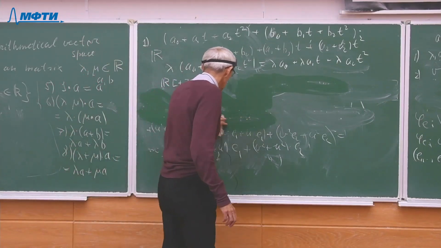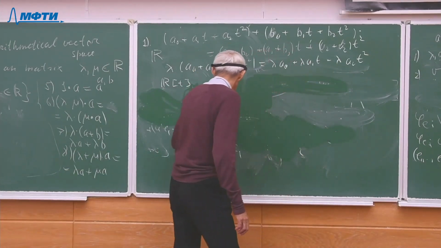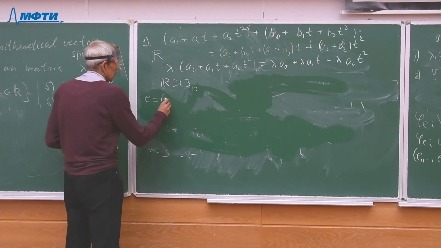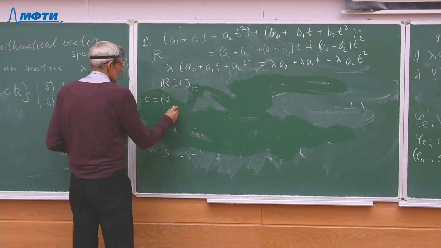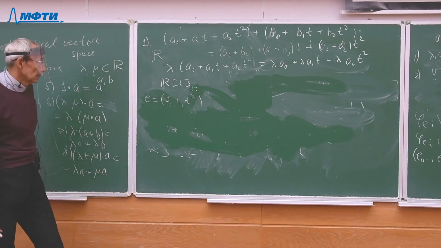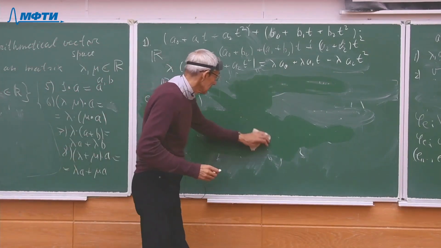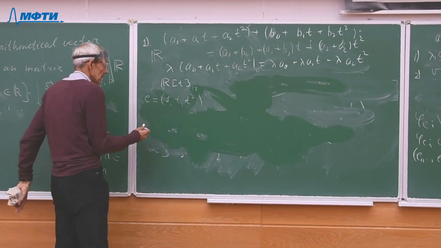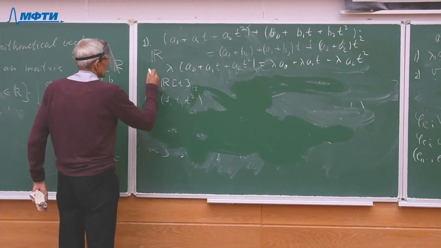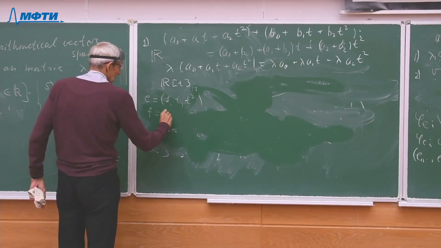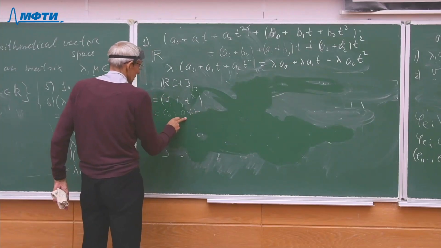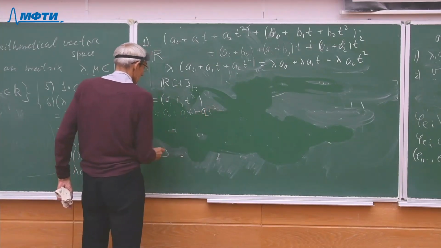And I can choose a basis in this vector space. For example, I suggest the basis 1, t, t squared. If I have such a basis, I can correspond to the polynomial f the coefficients a0, a1, a2, where f is a0 plus a1 t plus a2 t square.